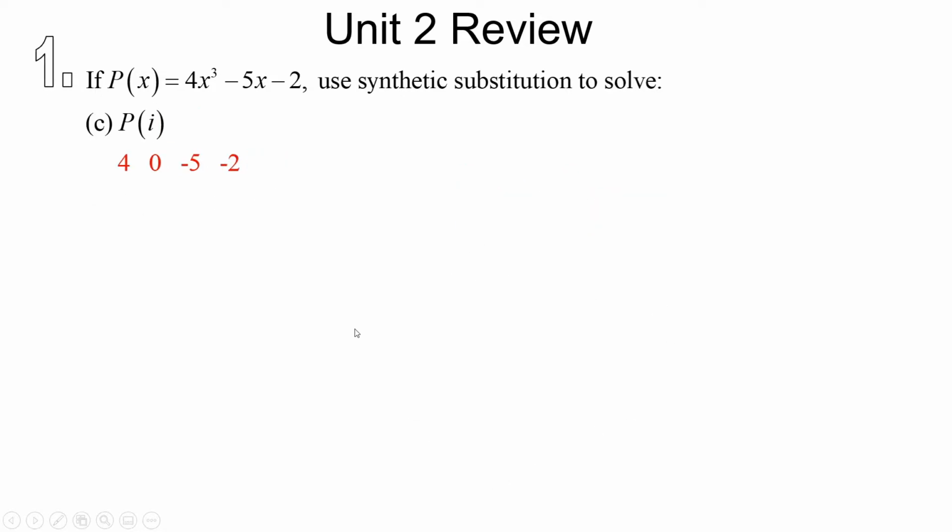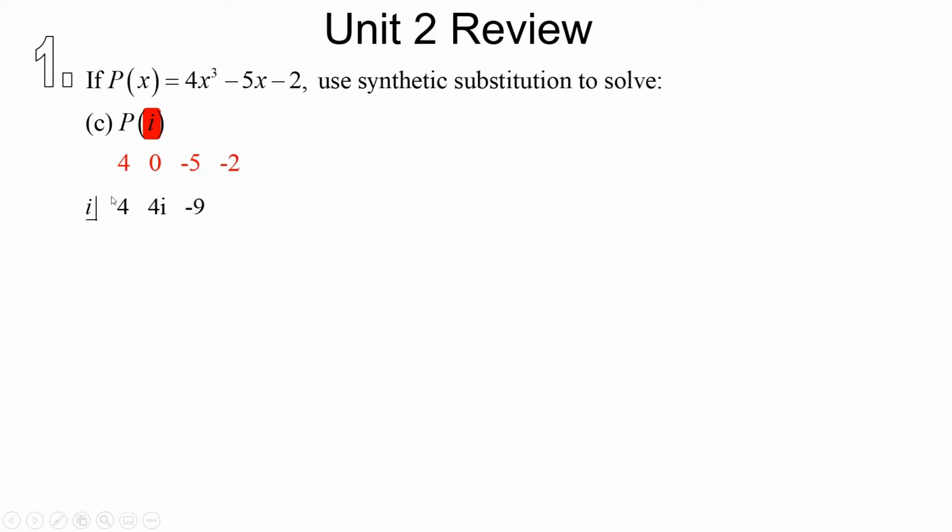All right, part C, one more. Oh, look at our divisor this time, i. Okay, so now let's bring down the 4. Now be careful, we're going to get some complex numbers here. 4 times i is 4i plus 0 is still 4i. And then 4i times i would be 4i squared, or -4, minus 5 is a -9.